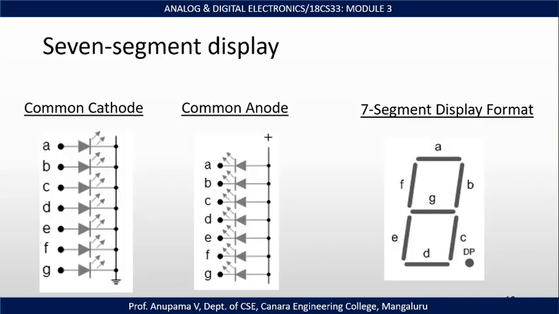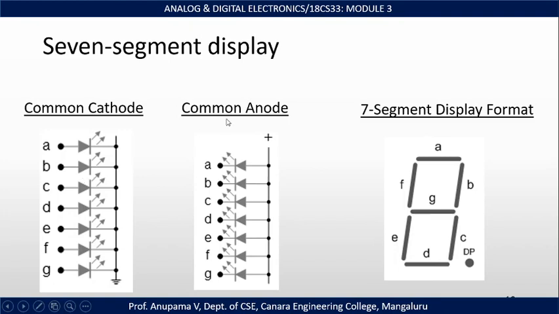Now see the block diagram of common cathode and common anode 7 segment display. So in the case of common cathode display, all the cathodes are connected to ground, but to the anodes we are giving the input. So when the input is set to 1, that particular LED segment will glow.